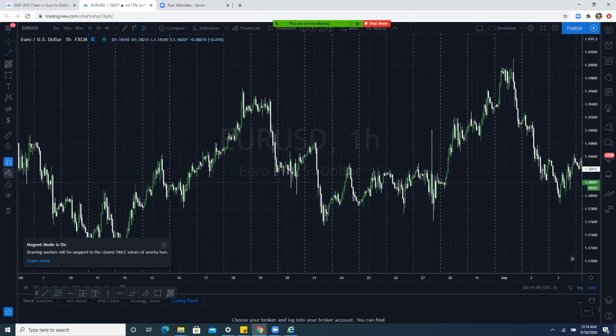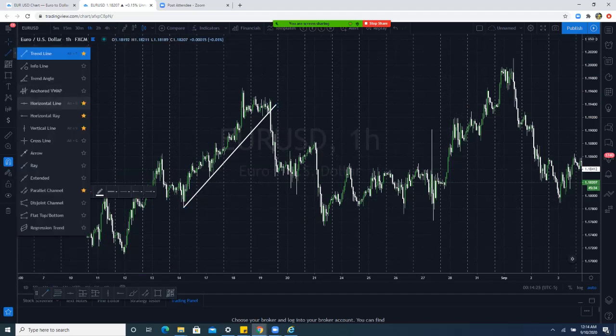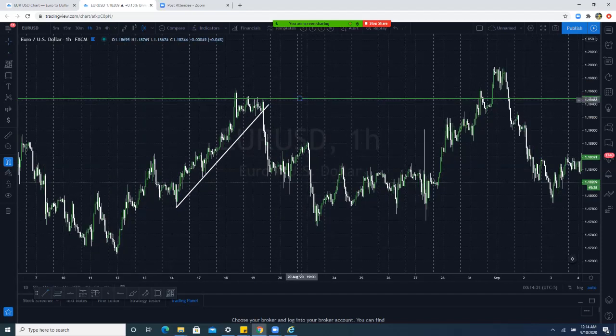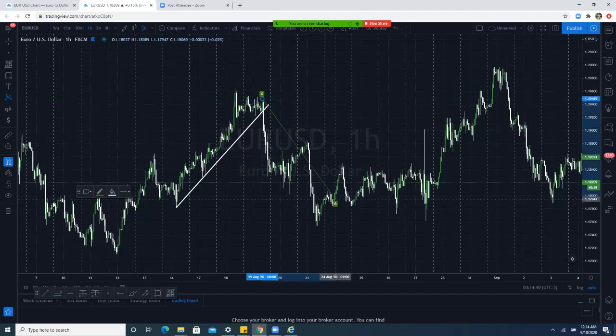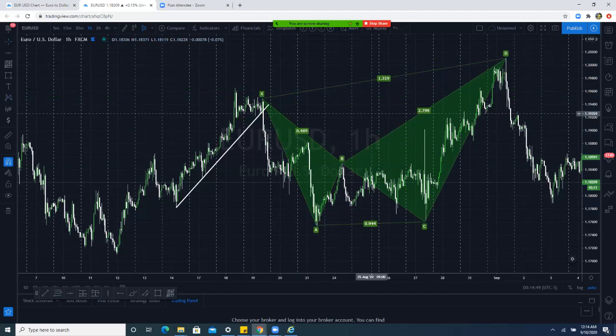If I look at the magnet tool, the magnet is basically going to help you pinpoint your drawings. So if I look here, it magnetizes it to the ends of this chart. If I'm looking to do a horizontal line, it is going to magnetize to the tops of the market. This is really helpful when you're trading that harmonic pattern, where it'll automatically find those tips so you can get an accurate drawing.